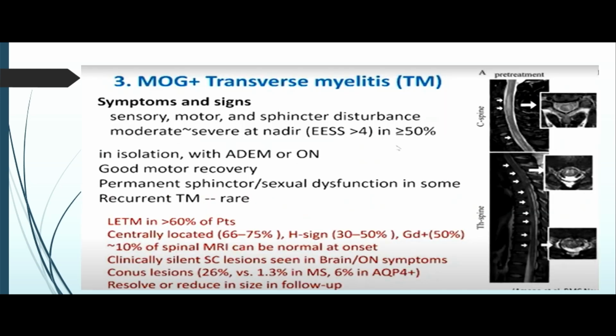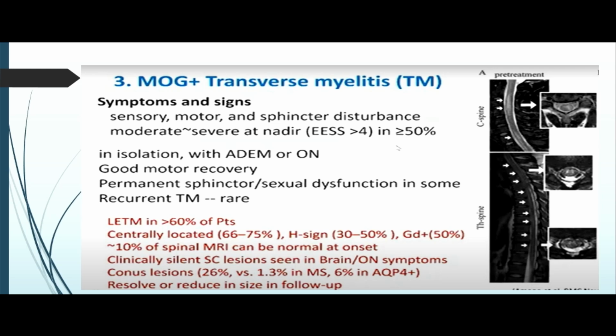The third common presentation is MOG plus transverse myelitis. Myelopathy generally presents, whenever we suspect it, when the patient has sensory, motor as well as autonomic dysfunction. Associated transverse myelitis can be present along with optic neuritis. Good motor recovery is there, permanent bowel and bladder involvement is rare, and recurrent transverse myelitis is rare. Generally recurrence in MOG presents more commonly as optic neuritis as compared to myelitis.